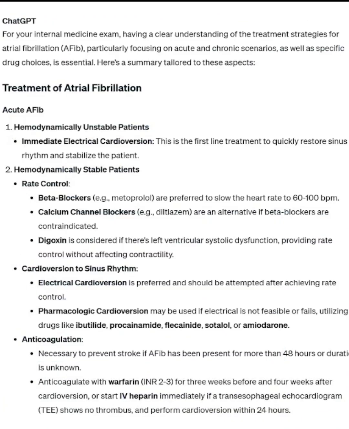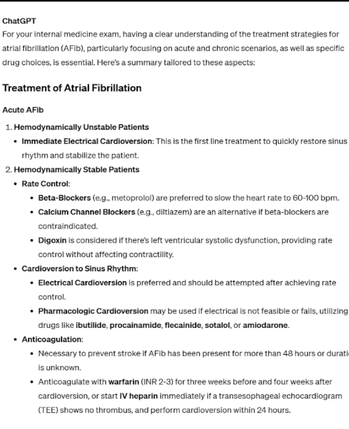1. Hemodynamically unstable patients. Immediate electrical cardioversion. This is the first-line treatment to quickly restore sinus rhythm and stabilize the patient. 2. Hemodynamically stable patients. Rate control: beta blockers, e.g., metoprolol, are preferred to slow the heart rate to 60 to 100 BPM. Calcium channel blockers, e.g., diltiazem, are an alternative if beta blockers are contraindicated.